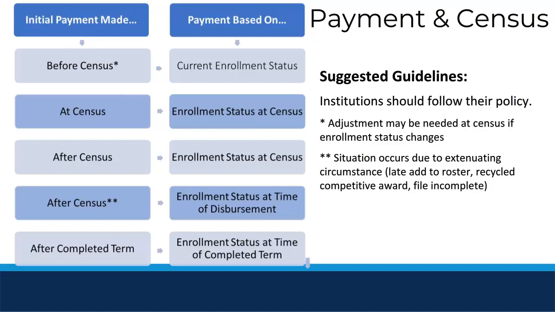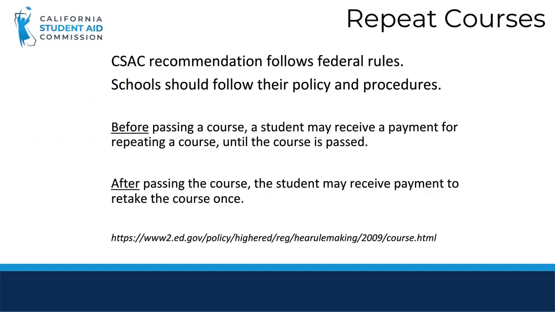If the student is taking a late start class, then the school will need to establish a secondary census date for these late start classes. Secondary census must be applied consistently for all students in the program. In regards to repeat courses, when a student repeats a course, they may receive payment for any course that has yet to be successfully passed. Once a course has been passed, payment disbursement can only occur for one retaking of that course.